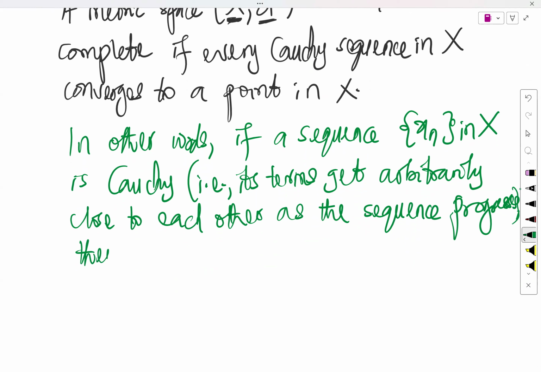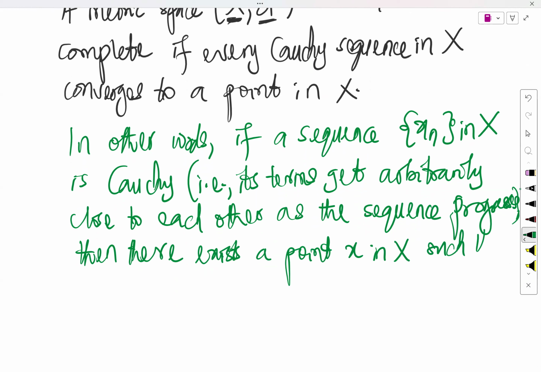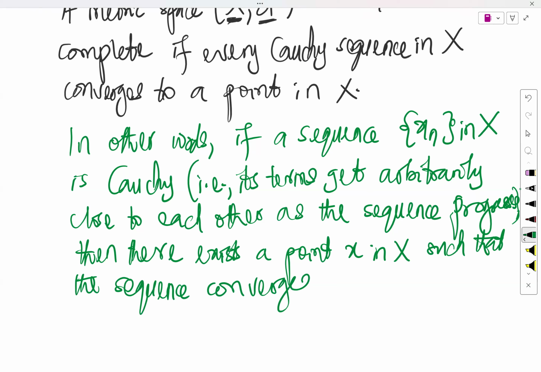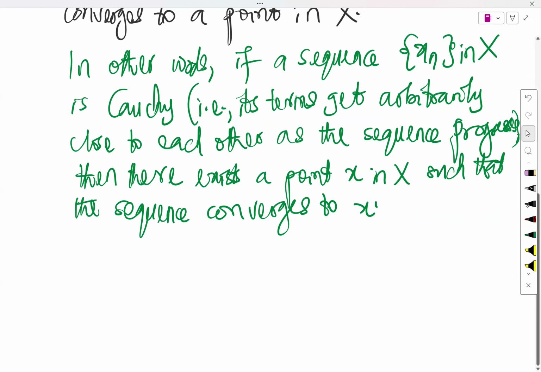Then there exists a point x in X such that the sequence converges to x. Talking about Cauchy sequences, it's interesting to know that the sequence x_n = 1/n is a very good example of a Cauchy sequence.